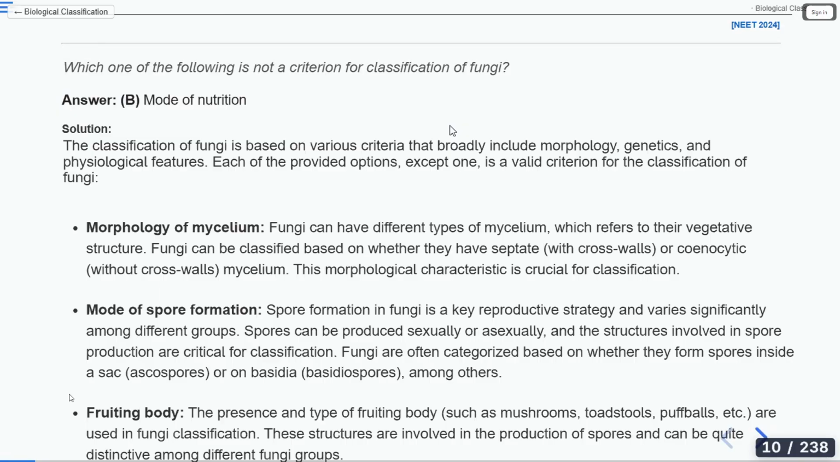With fruiting body only you can classify a fungus, whether it is a mushroom, a toadstool, or a puffball. Similarly, morphology of the mycelium, mode of spore formation, whether it is an ascospore or basidiospore. Mode of nutrition is the same in all fungi, so it cannot be considered. Very good. And the other things are the basic features for classifying a fungus.